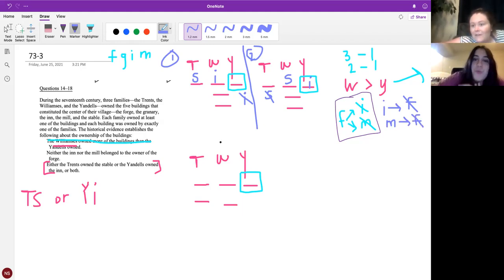If we have I and W, M has to go in W. Well, F has to go in Y. Yeah. And then we would have M, and then the last one is G. So that's completely figured out.